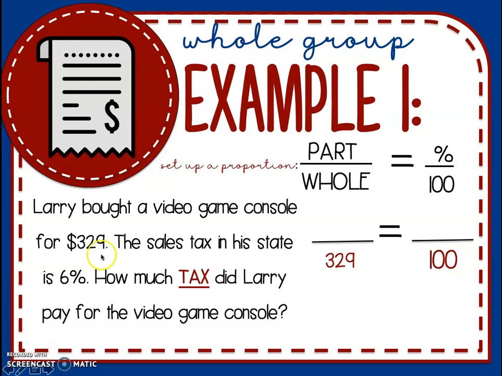We know that this spot right here is always 100 because percent is always out of 100. Now it says in his state, sales tax is 6%. So our 6 goes in the percent spot. And we're looking for what part of this would be considered the tax. So we put our question mark there.